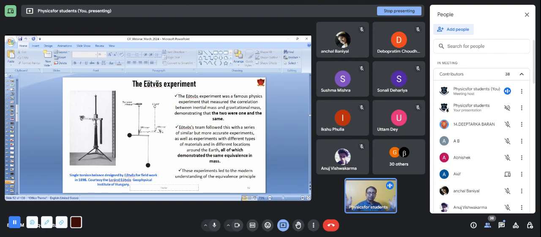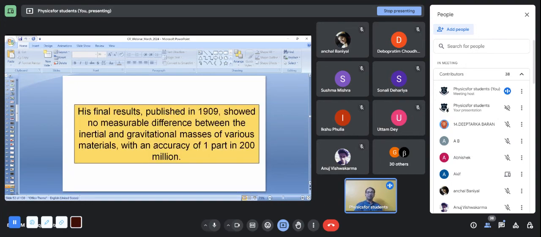So Eotvos, together with a few of his students, designed a kind of instrument and showed that the same equivalence principle follows. And not only that, his final results, which were published in 1909, showed that there is no measurable difference between inertial and gravitational mass, very, very small, 1 part in 200 million, so we can ignore that.